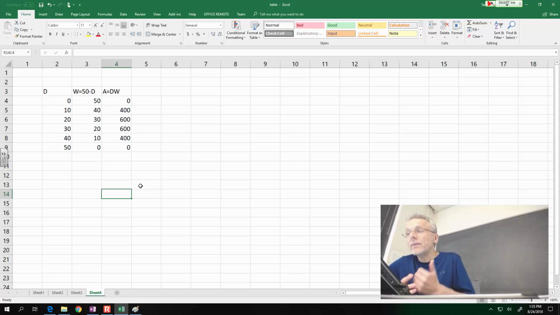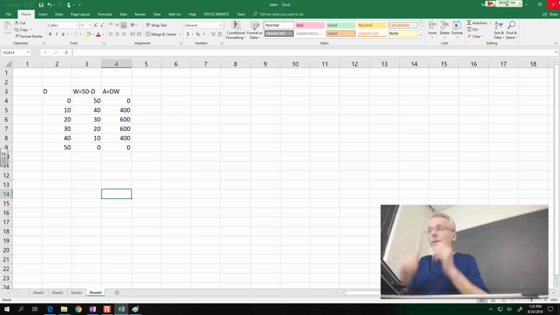So if we want to do better than that, what do we do? If we are wondering if there is a better number or better dimension somewhere, what do we do? Make our table bigger and have every individual number between 0 and 50. That's right. So I don't want to do the whole 50. So how about let's make it.